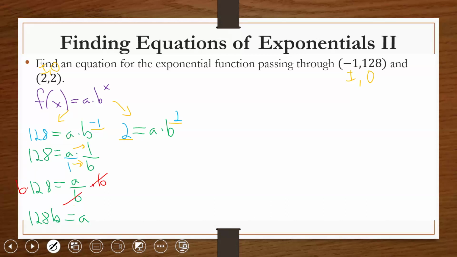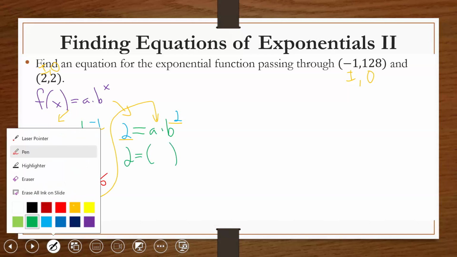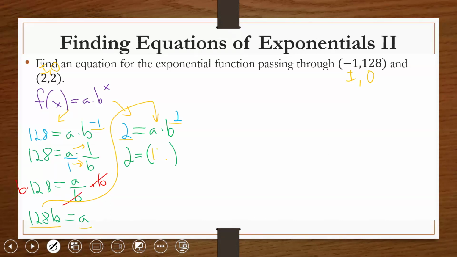Okay, and then just like we did on the previous one, since a equals this, we can take that 128b, drop it in for a in the other equation. So this would look like 2 equals, and in the place of a, we'll write 128b times b squared. Times b squared will give us 128b to the third.